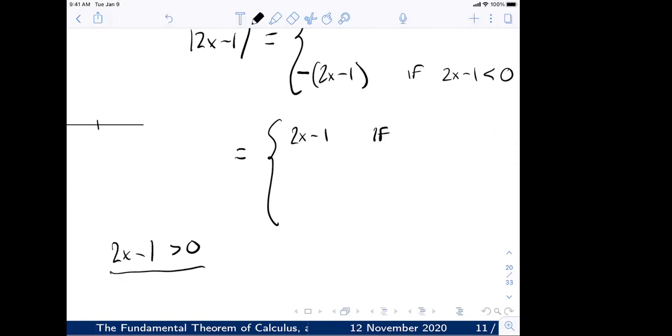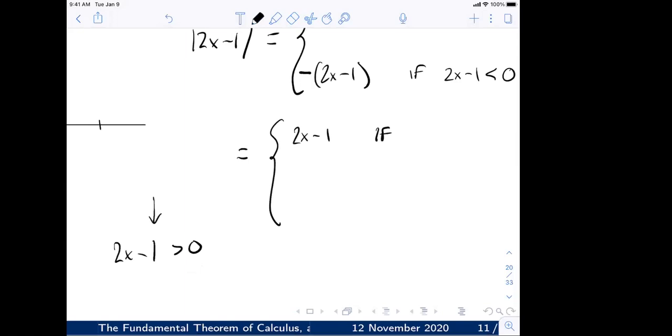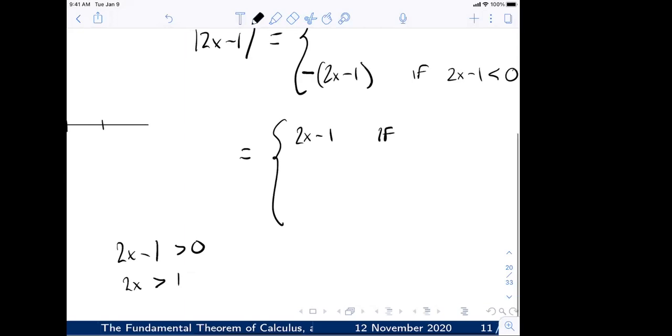I want to use this to tell me something about x. Well, if you just saw this out in the wild, what would you start to do with it? X is greater than 1/2. Yeah, x is greater than 1/2. So I would add 1 to both sides. I would get 2x is greater than 1, and then I would divide by 2. X is greater than 1/2.